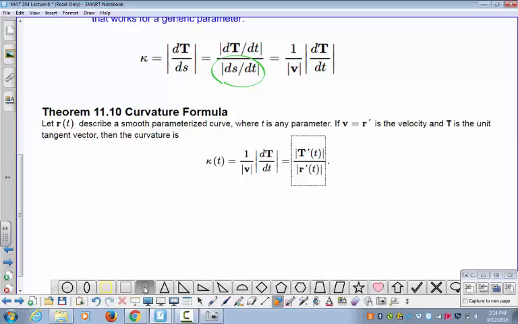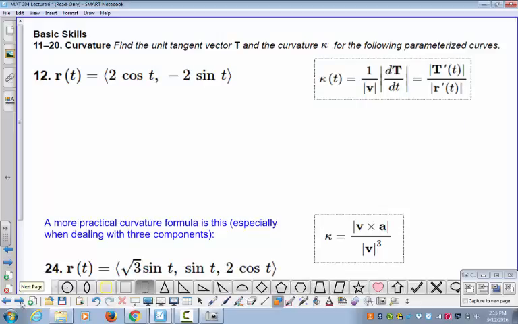So that's a decent one theoretically, but the most important one practically is this one down here. They prove it on some page in there, and it's a pretty long and involved proof, so I definitely don't want to go through it. It's the most practical when you're actually doing computation, and it's pretty easy to remember. It's easy to compute because you're given r, so you find v with a derivative and a with a second derivative, and then you just go. You don't have to divide to get the length of a vector. Do you see all the steps up here that you have to follow? Capital T is r prime divided by the length of r prime.